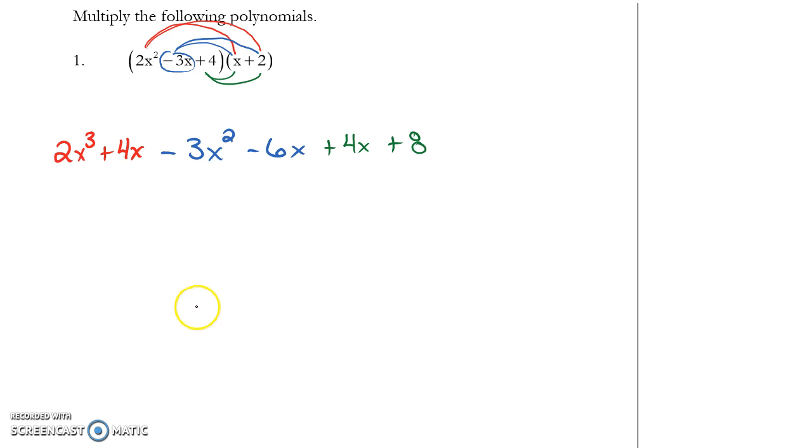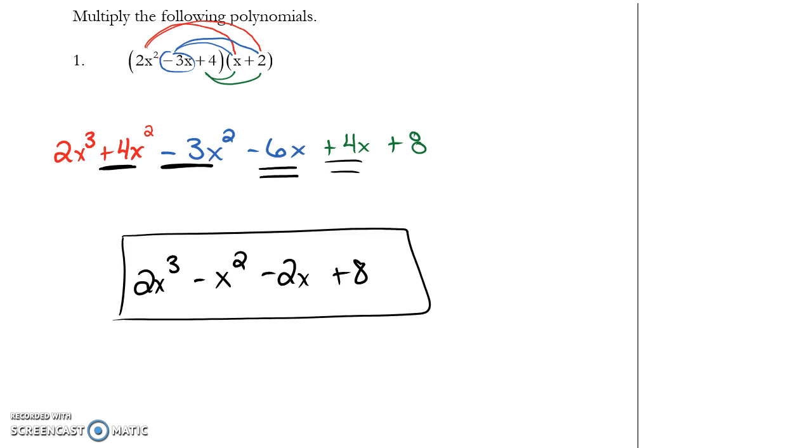And did anybody catch my mistake? That's right, when I distributed my 2x squared to my 2, I left it as 4x. I forgot the exponent. See how easy of a mistake that is. Those exponents tend to be one of our biggest mistakes. It's an easy mistake to make. Be extremely careful. Now we combine our like terms. And here's our answer for number 1.